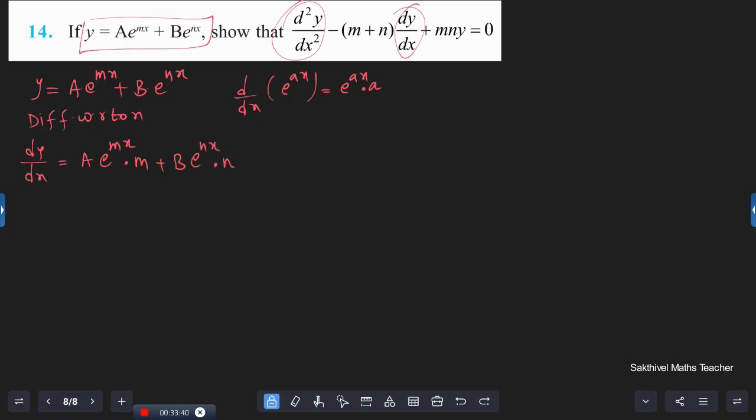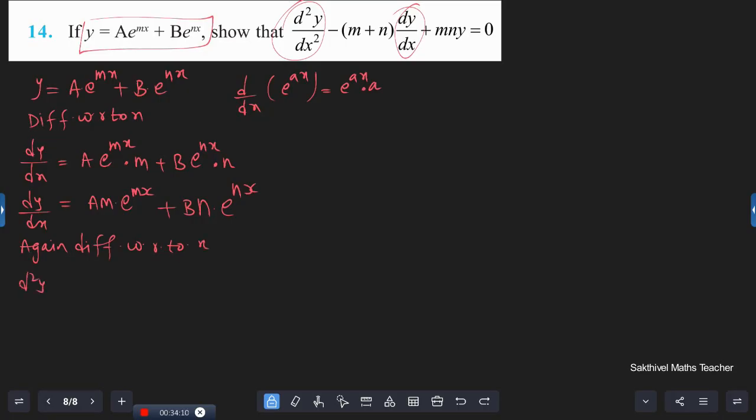Then again you differentiate. Constants you bring in front. So dy by dx is am e power mx plus bn e power nx. Again if you differentiate, easily you will get whatever they asked.